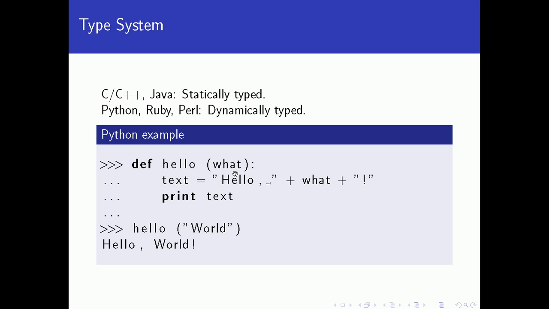So it's at runtime that it becomes clear that what, the formal parameter what, is associated with the string world. So it's dynamic typing. And then the function prints out hello, actually does string concatenation, hello, and then the value of what, and then exclamation mark. So the output is hello, comma world.